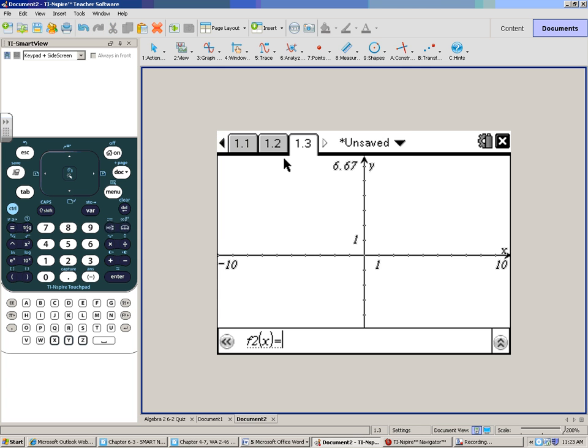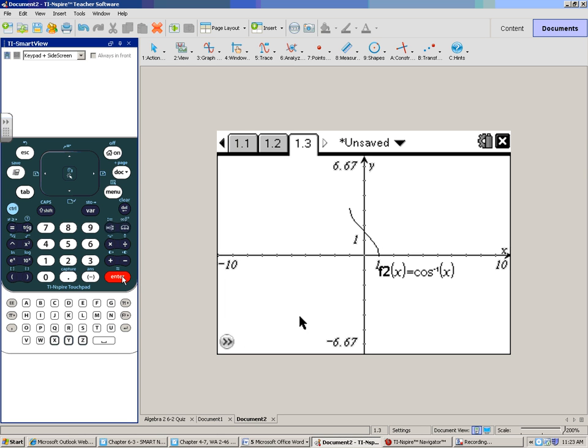I want a new graph, and I'm going to do number 12, which is the arc cosine. So I'm going to hit Trig, cosine inverse of x, and hit Enter. Do I like the way that's viewed?